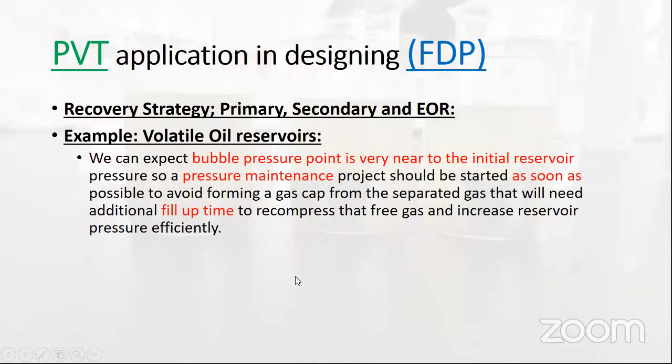For the volatile oil reservoir, we can expect that the bubble point is very near to the initial reservoir pressure. So if we produce the reservoir with the highest rate, free gas will be separated in the reservoir, and that will cause some production problems. Also, because the bubble point is near to the initial reservoir pressure, the pressure maintenance project should be applied as soon as possible. Why? Because if we waited some time, free gas will be separated in the reservoir.